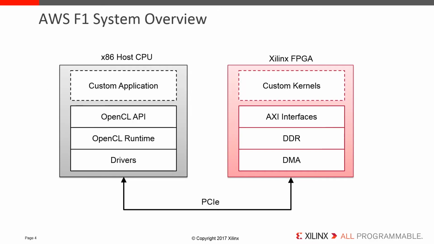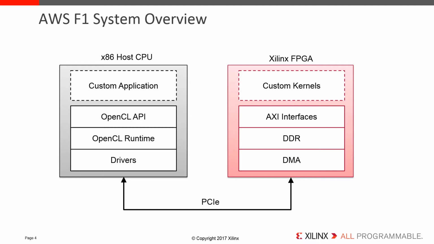Here's a high-level view of an AWS F1 system. The system consists of the x86 host CPU that communicates with the Xilinx FPGA through the PCIe interface. The x86 host CPU runs the custom application and accesses the accelerator kernels on the FPGA through an OpenCL API. The runtime handles the scheduling of the kernels, passing data between the CPU and the kernel, and handling error conditions.